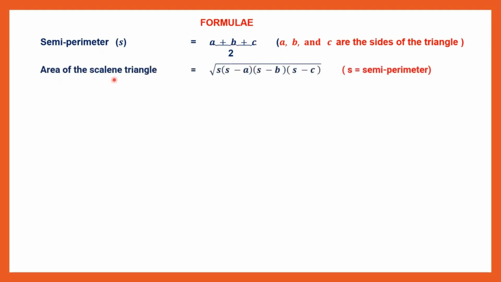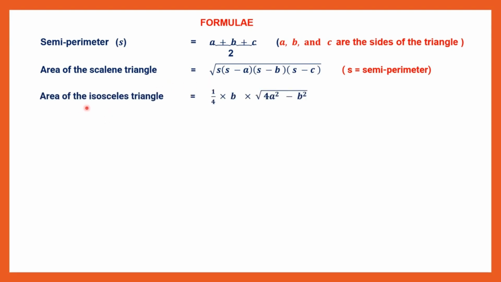Now, area of a scalene triangle. What is a scalene triangle? A triangle in which all three sides have different measurements. They're of different lengths. Okay, we're talking about the sides. So here the formula is this, the root of S, which is the semi-perimeter, into S minus A, which is one of the sides of the triangle, into S minus B, into S minus C, where S is the semi-perimeter. So if you have to find the area of a scalene triangle where all three sides have different measurements, this is the formula you must use.